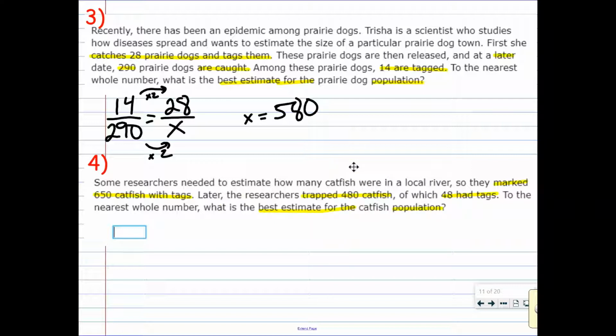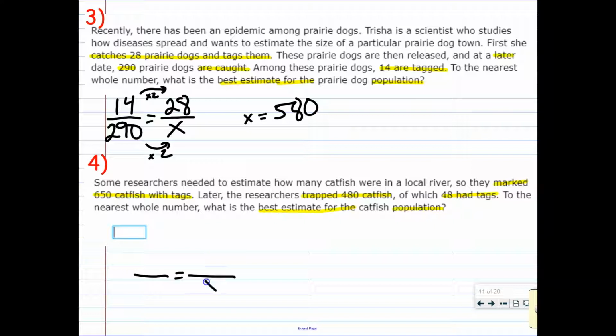It says, some researchers needed to estimate how many catfish were in a local river. Because how the heck do you count all the catfish in a river? That's like impossible. So they marked 650 catfish with tags. Later, the researchers trapped 480 catfish, of which 48 had tags. To the nearest whole number, what's the best estimate for the catfish population?